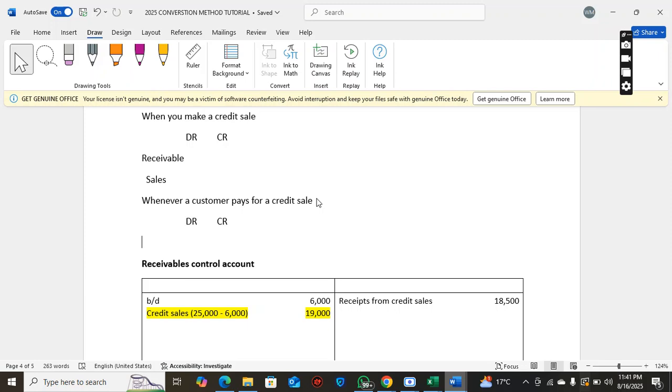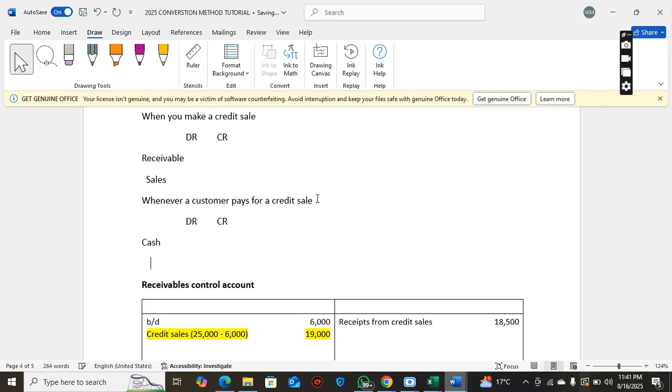Let me just ask, when they pay, what happens? What's the journal entry? You debit cash, just because you're receiving money. Cash is an asset. Increase in an asset, you debit. So you debit cash. Then you credit the receivable. Since they are paying you, how much they're owing you reduces. So reduction in an asset, you credit.